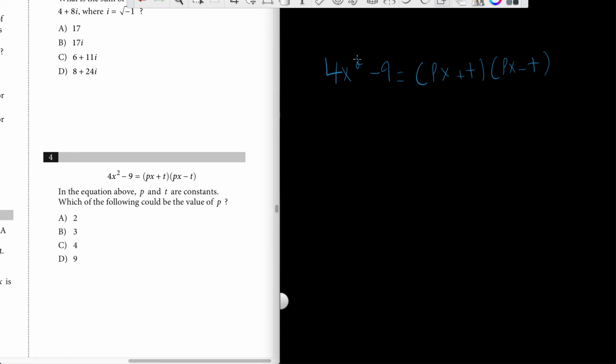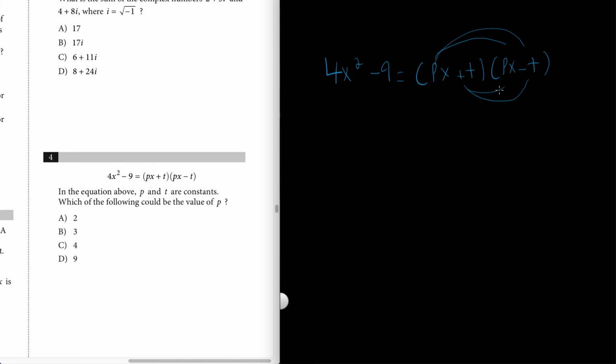Okay, just p. So what I'm going to do is multiply out the expression on the right into the format of the expression on the left. We're going to use FOIL, right? We're going to multiply everything by everything. px times px, that's p squared x squared. px times negative t, that's minus pxt. And then plus pxt, and then minus t squared. So these go away, but we don't really care about that. Let's just set this equal to 4x squared minus 9.